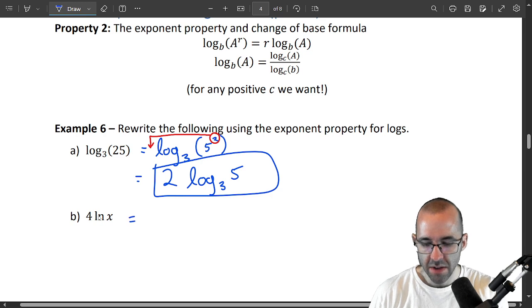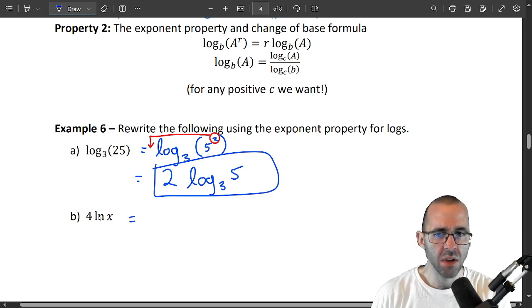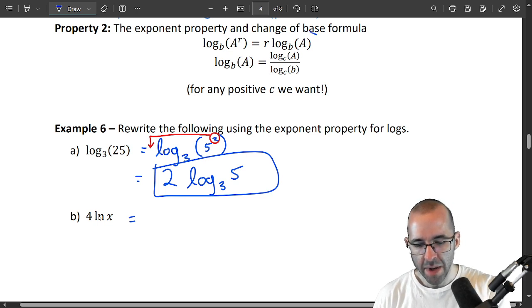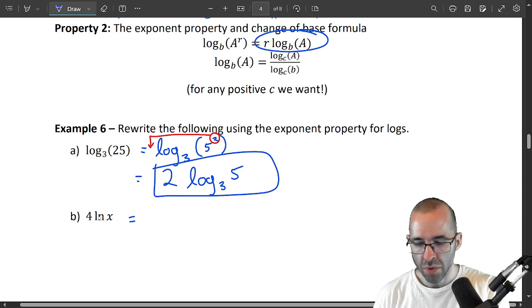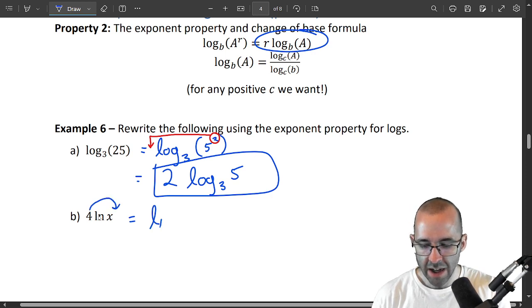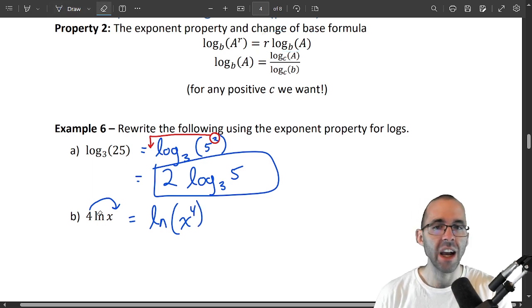So this next one, remember natural log is log base e, but we don't really have to worry about that. This says that, let's just go backwards. This is what we have here: some number times a logarithm. We can bring that into the exponent. That's going to be the natural log of x to the 4th. That's true for any x.